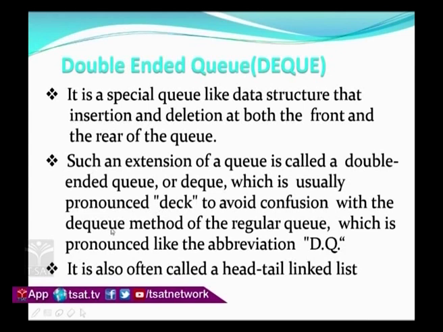That is why this is called a DEQ, to avoid confusion with the DQ operation. DQ operation means removing an element from the queue. So to avoid the confusion, this is also called a DEQ or DQ, and this is also called a head-tail linked list.